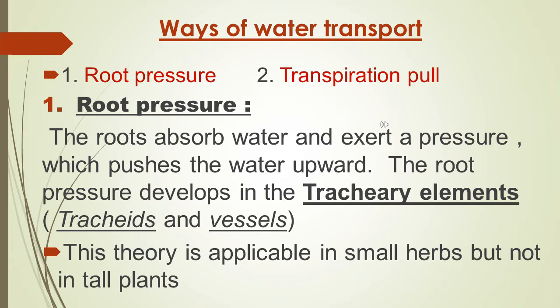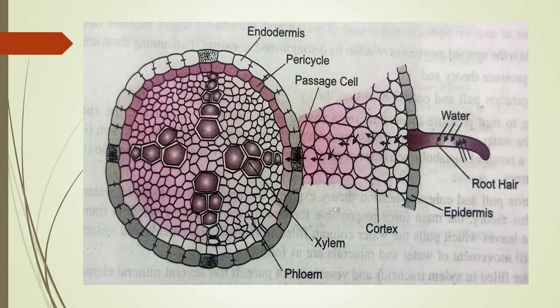The transportation of water by the root pressure theory is applicable only in small plants, not in tall plants. As shown in the diagram, the plants take in water from the soil through their roots, and this water is called xylem sap. The xylem sap is carried by the xylem vessels to all the parts of the plant.